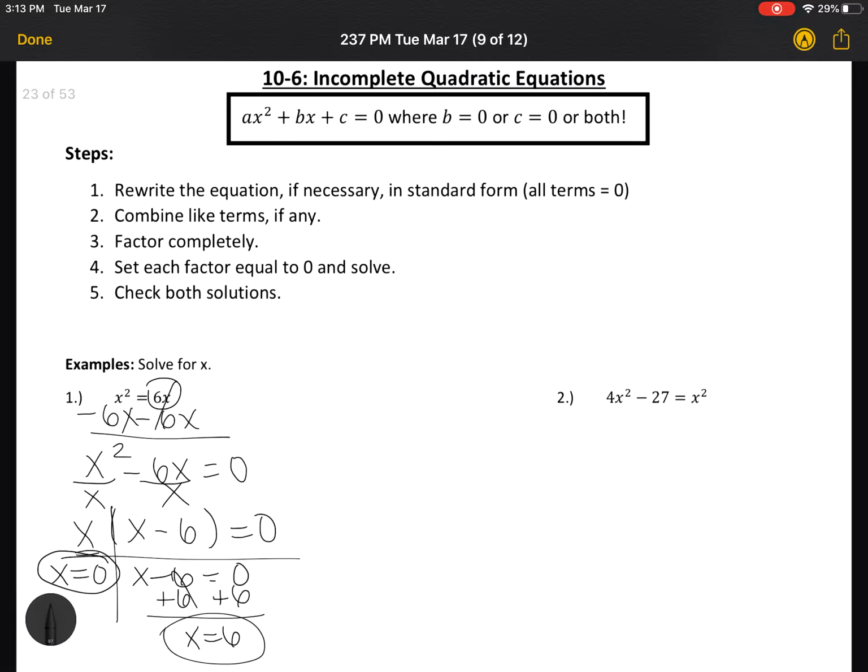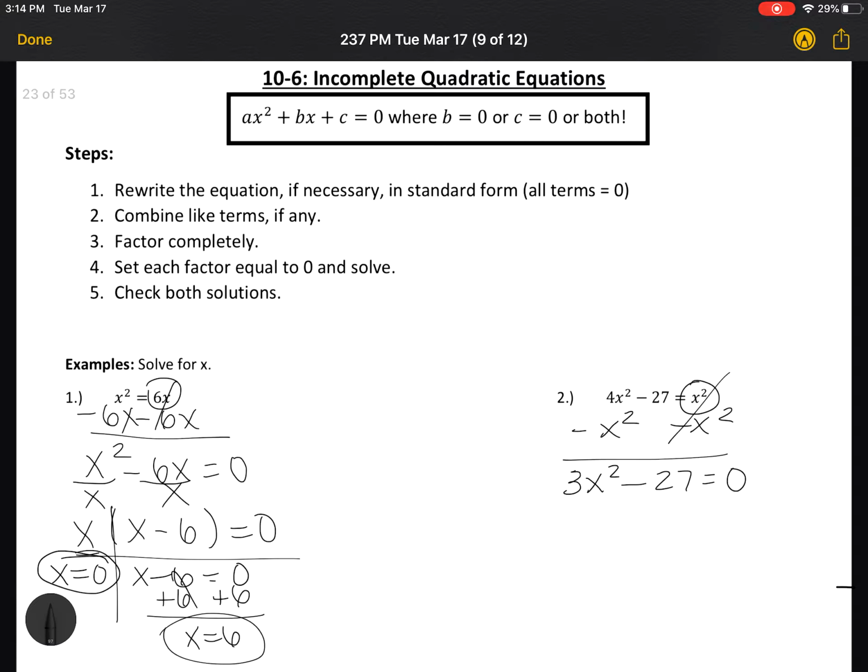On to number 2, I want to move this x squared on the right-hand side to the left-hand side by subtracting it to get this thing into standard form. Notice I can subtract that x squared right from the 4x squared. So if I have 4x squared minus an x squared, that gives me 3x squared minus 27 equals 0. Okay, that is in standard form.